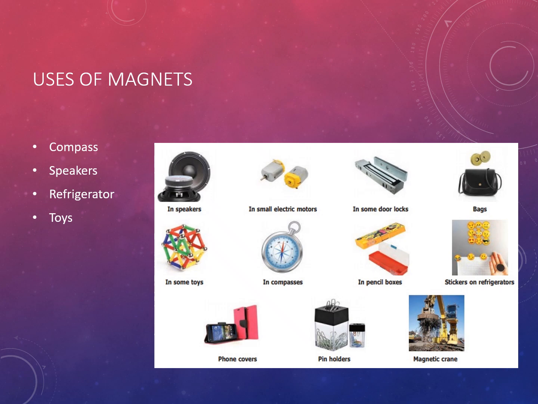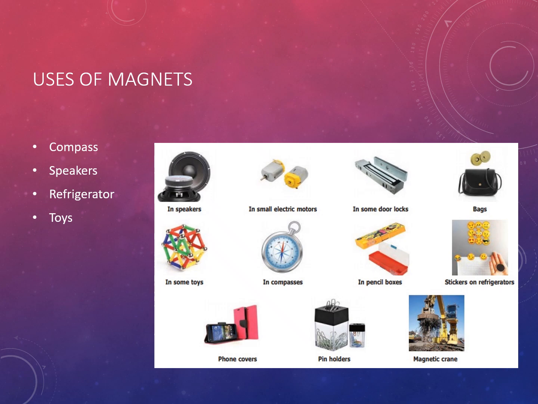Now let's learn about uses of magnets. Magnets are very useful in our daily life. First, magnets are used in a compass. A compass helps us to find directions like north, south, east and west. Second, as you see, speakers. In speakers, magnets help in producing sound in mobiles, phones, TVs and radios. Third, magnets are used in refrigerators. The refrigerator doors use magnets to stay tightly closed.